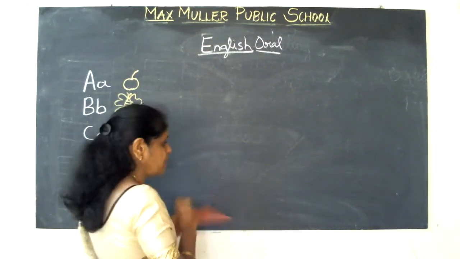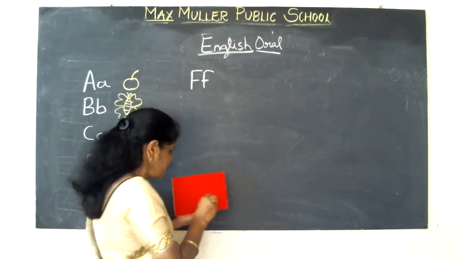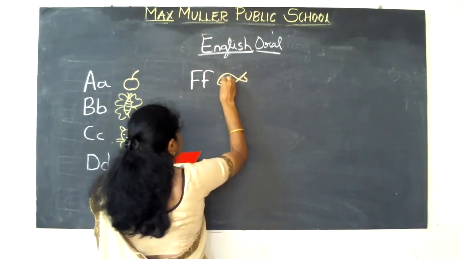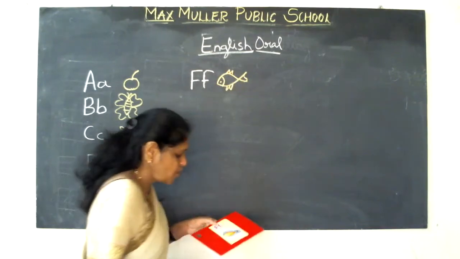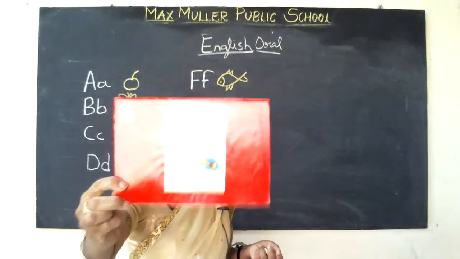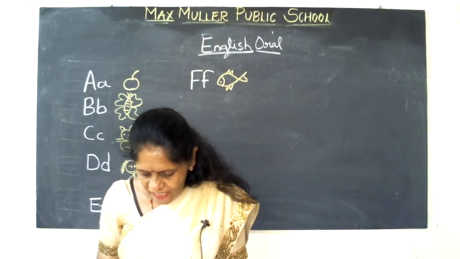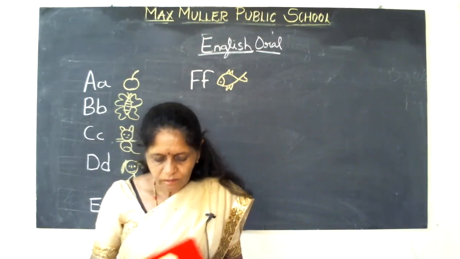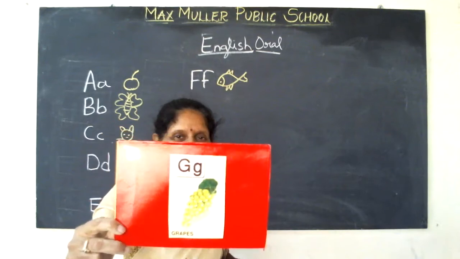So capital F, small f. F for fish. Capital F, small f. F for fish. Next, what letter is this? G.